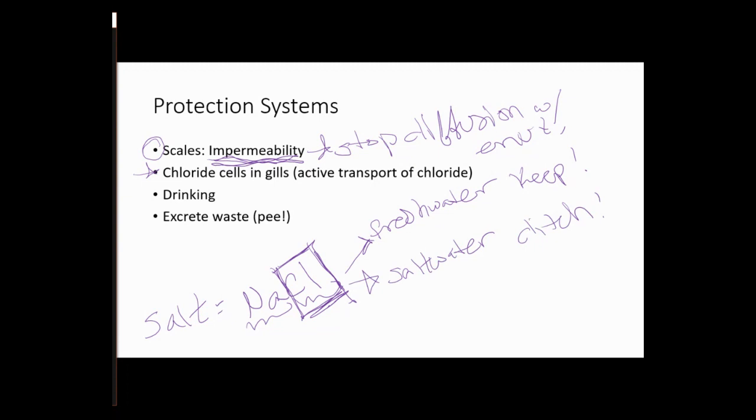Now, you don't have fish jumping around from one to the other, so my chloride cells are going to do one or the other. If I'm a freshwater fish, these cells are set up to keep my chloride. If I'm a saltwater fish, these cells are set up to get rid of it.